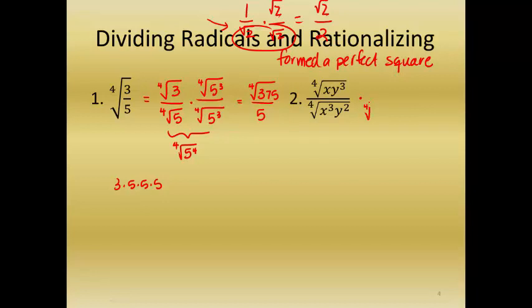I am going to complete perfect fourths. Since this is x cubed, I only need 1 more to make a perfect fourth. But since this is y squared, I'm going to need 2 more. And whatever I do to the denominator, I do to the numerator.